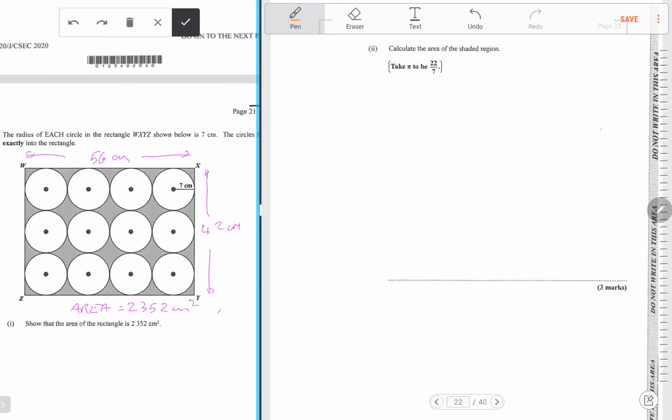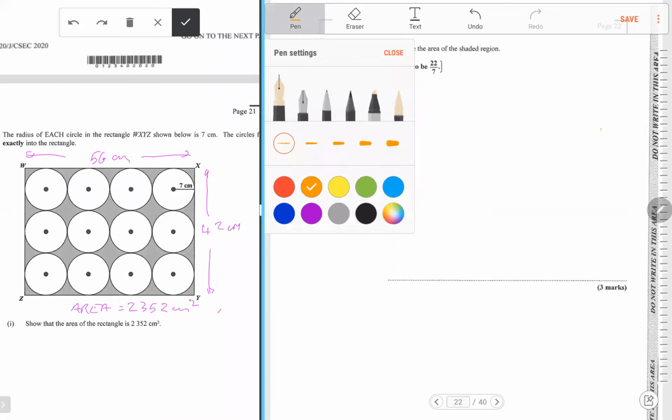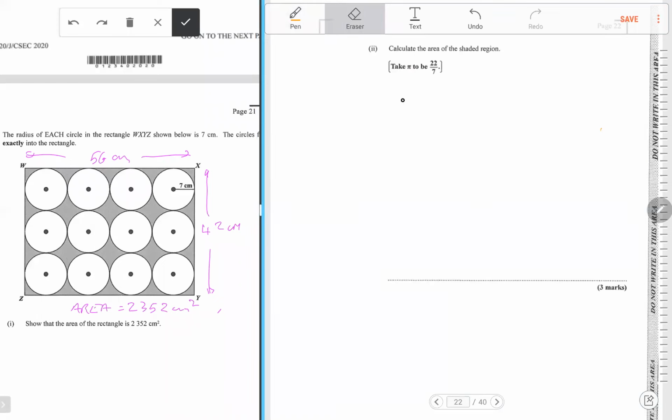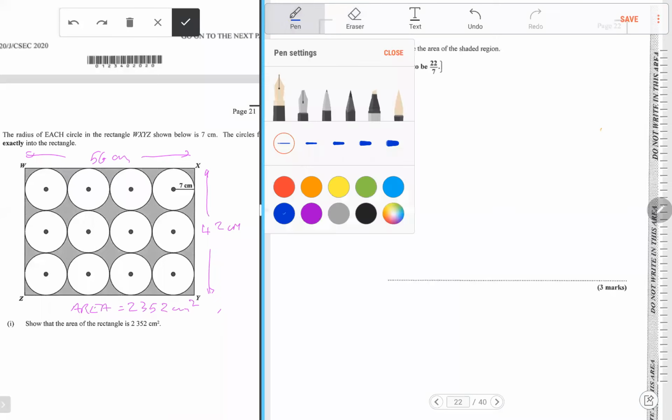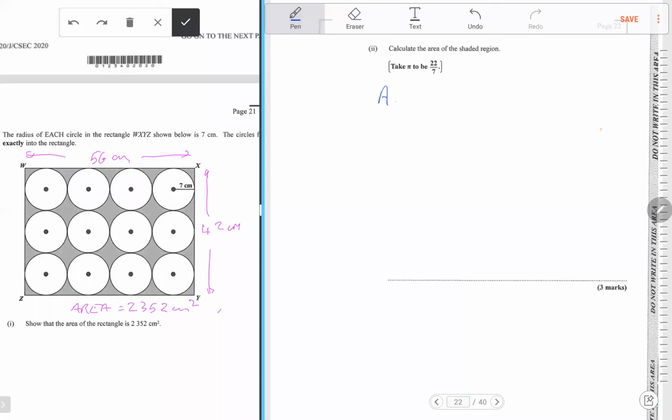So let's write a formula for the area shaded. That's right. So at least we have a method. Area shaded equals area of rectangle minus 12 times area of the circle. That's it. The area of the rectangle we know is 2352 minus 12 times the area of a circle, which is pi r squared. 12 times pi r squared.